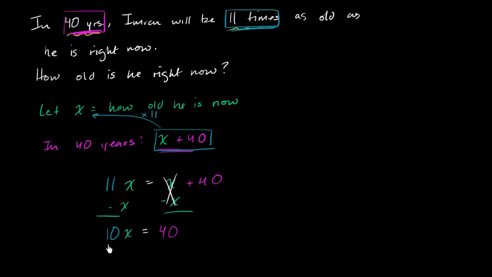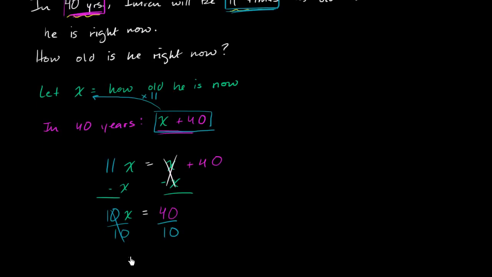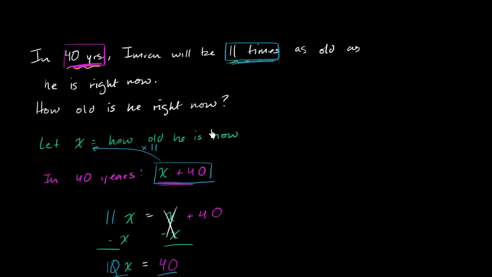So if we want a 1 coefficient here, we'd want to divide by 10, but we've got to do that to both sides. And so we are left with, and we can have our drum roll now, we are left with x is equal to 4 years old. x is equal to 4. So our answer to the question, how old is Imran right now? He is 4 years old.